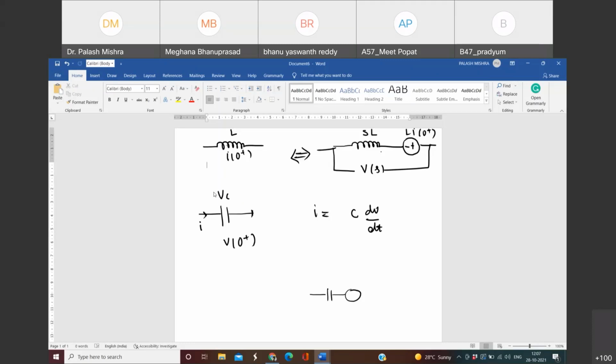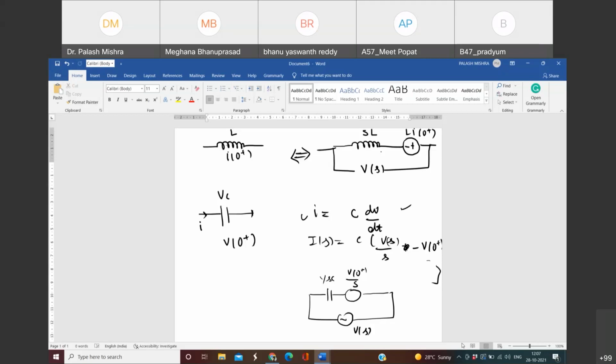V(0+) by S, and this will be 1 by SC, and here it will be Vs, whatever the Vs will be. Everyone got this answer? So what you have to do is just take the Laplace transform on both sides. So that will be Is equals to C times Vs by S minus Vc(0+). Only this thing you have to get solved, and you will get this kind of circuit.